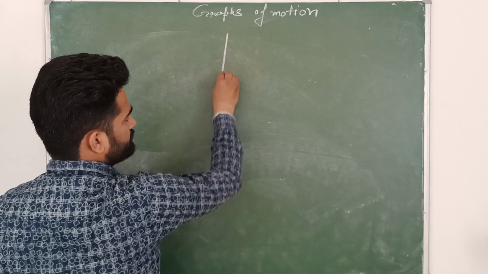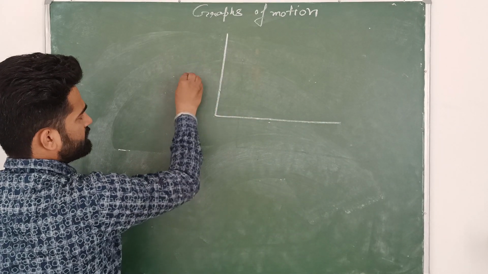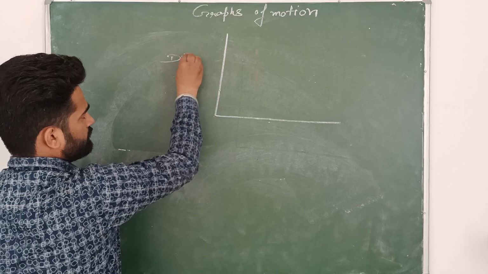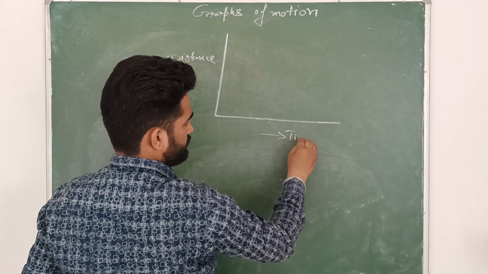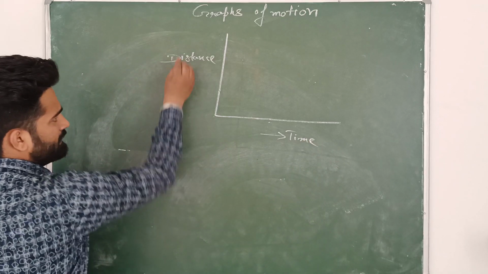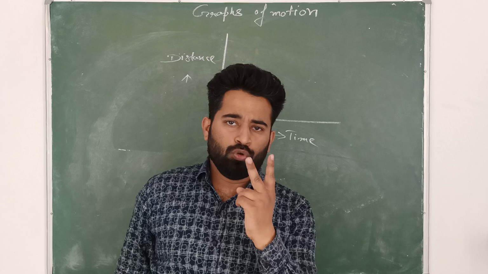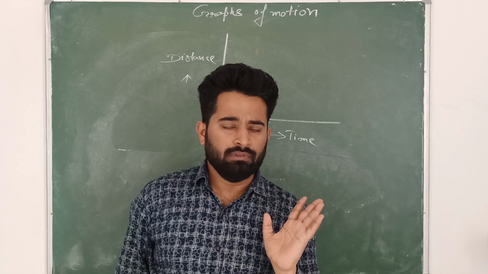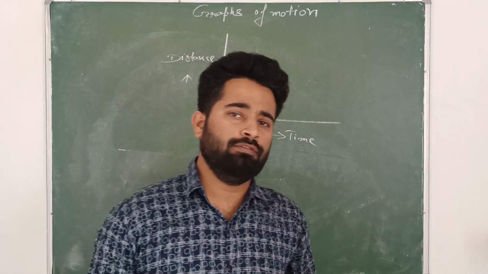See here, distance time graph. This is a distance time graph. Here we will study two types of graph in the distance time graph. First one is for uniform motion and second one is for non-uniform motion.